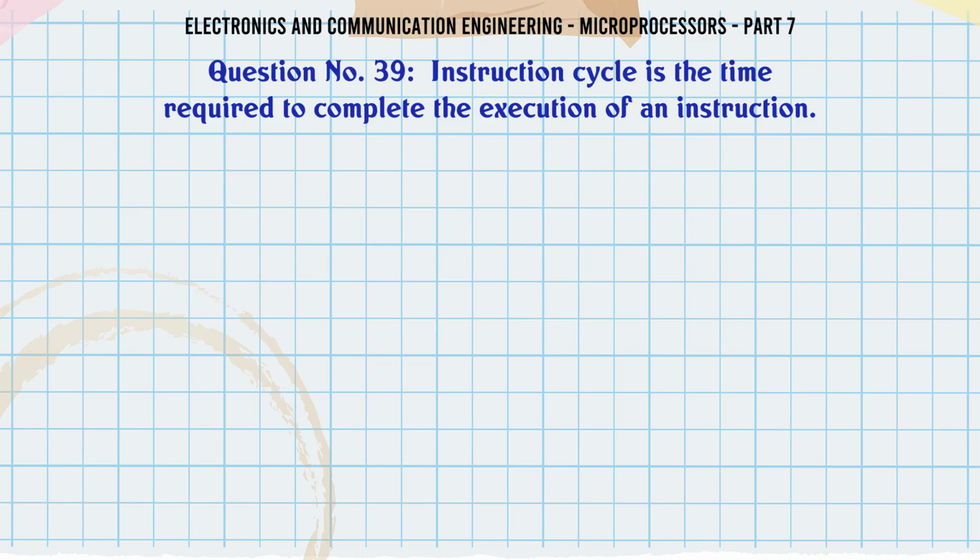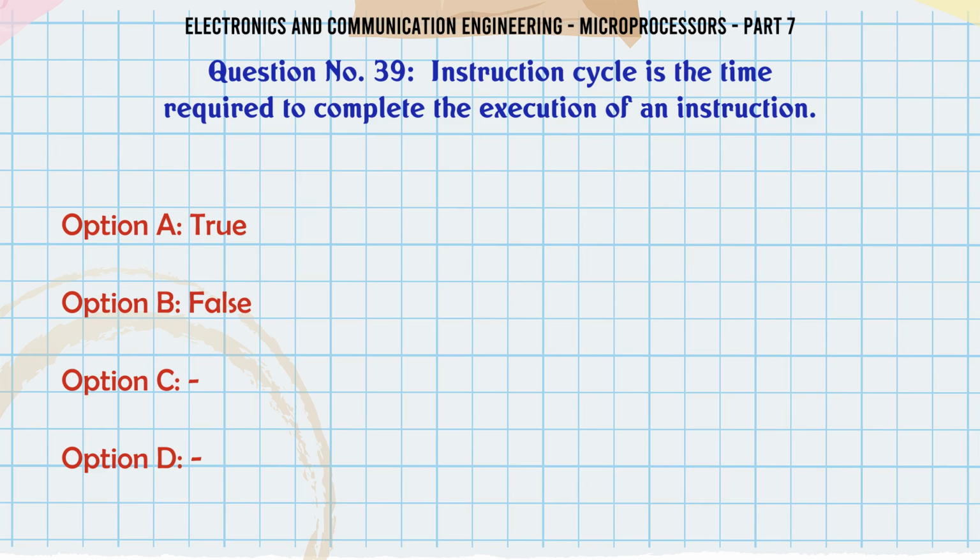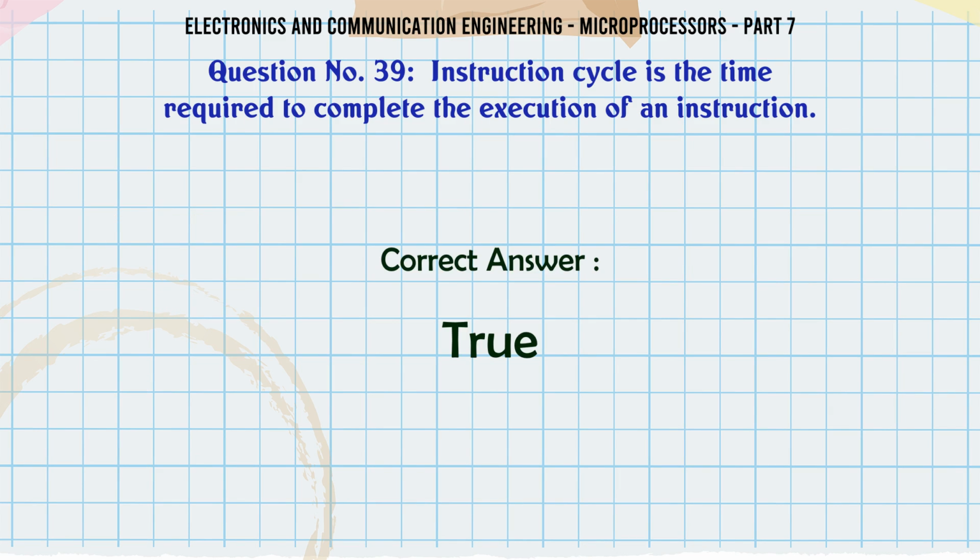Instruction cycle is the time required to complete the execution of an instruction. A. True, B. False. The correct answer is true.